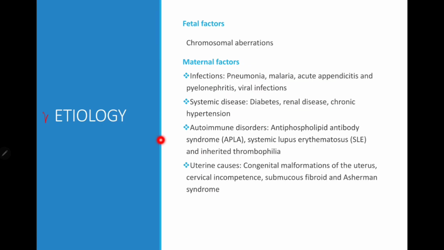Now let's move on to the etiology. Why does abortion occur? We can classify the causes as fetal factors and maternal factors. Fetal factors are mainly any kind of chromosomal aberrations.